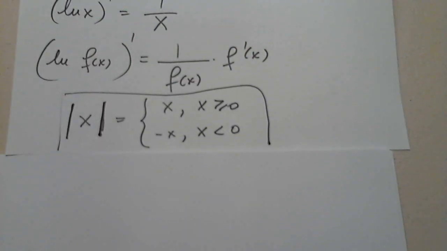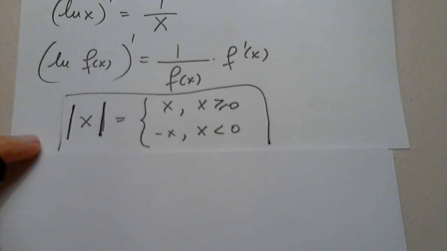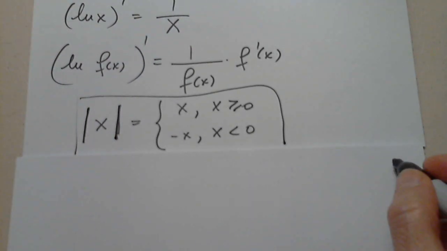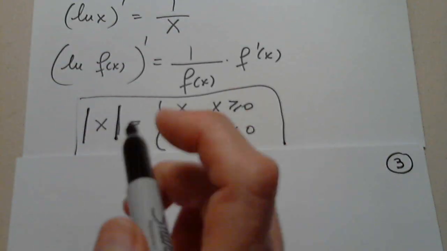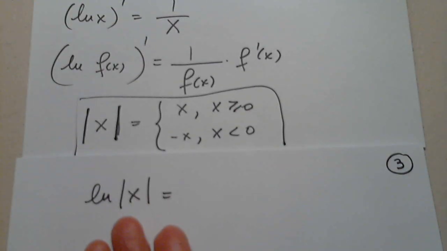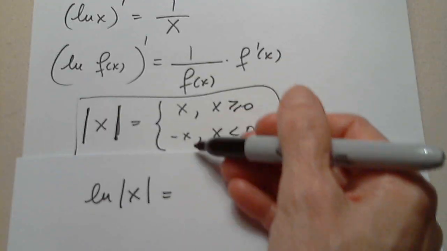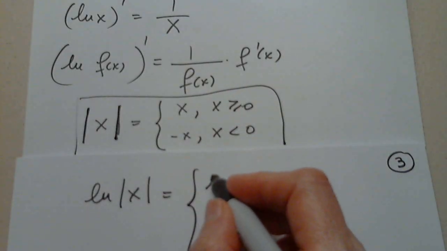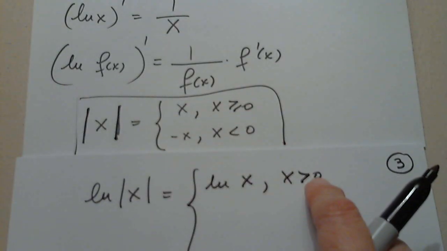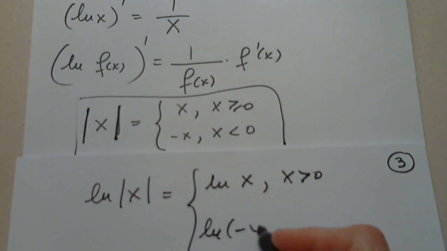And again, as I said, it will come up in chapter 4 when we talk about something else. When we differentiate natural log of the absolute value of x, what is it? Well, it's this. It's natural log x if x is positive. Notice that I cannot plug in 0 here. And it's natural log of negative x if x is less than 0.